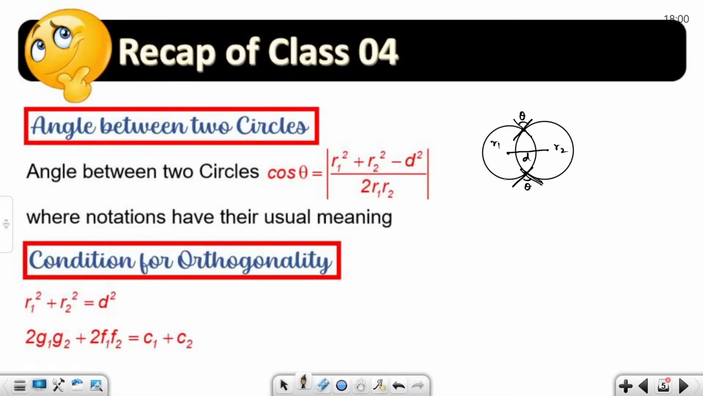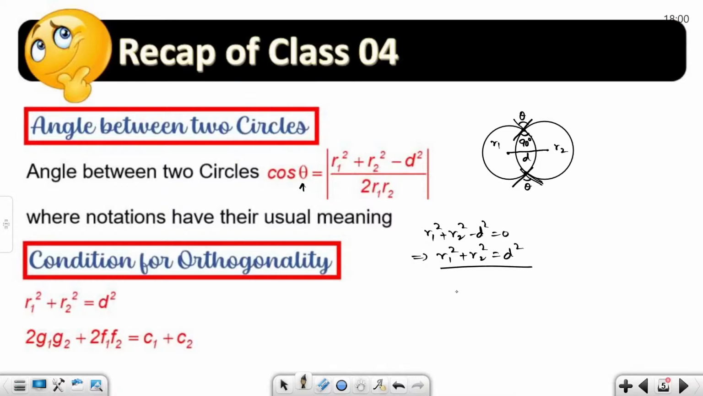What do you mean by orthogonality? I mean the two circles are orthogonal. What do you mean by that? When the angle between these two circles is 90 degrees, then we say that these two circles intersect each other orthogonally. And the condition was, naturally, if this theta is 90 degrees, so what will happen? Cos 90 becomes 0. So naturally R1 square plus R2 square minus D square will become 0. So from there we can write R1 square plus R2 square equals D square.